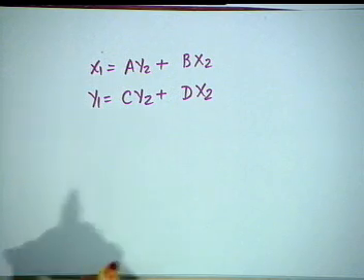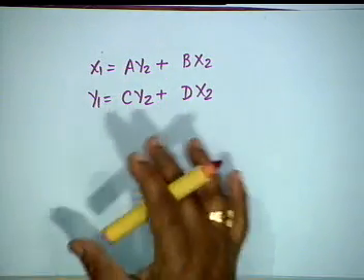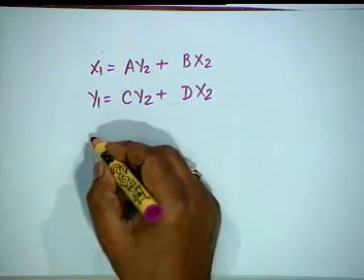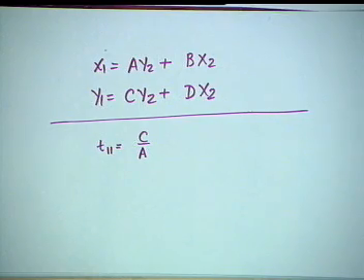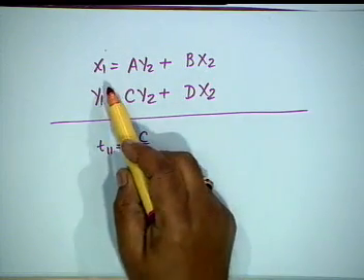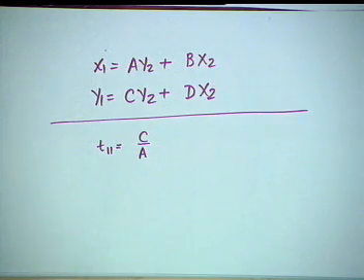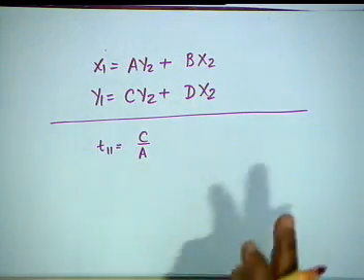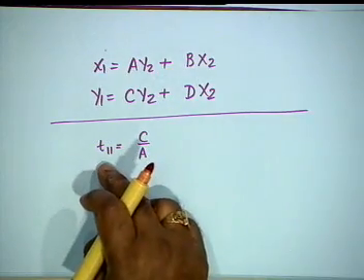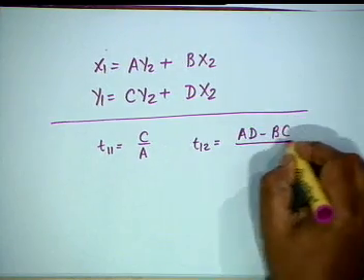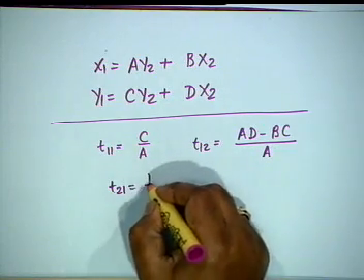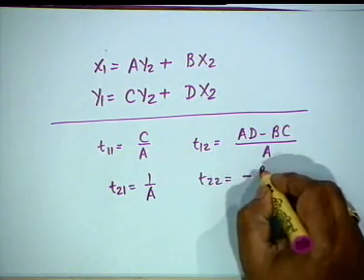Obviously, since the variables are the same x1, x2, y1, y2, these parameters should be interrelated to each other, and the interrelationship is that T11 is C by A. You can show this very easily. All you have to do is take this set, express x1 in terms of y1 and y2, similarly express x2 in terms of y1 and y2. No, it is the other way around. You have to express y1 and y2 in terms of x1 and x2. From this set, then you get T parameters in terms of the chain parameters. T12 is equal to AD minus BC. This algebra I leave to you. T21 is equal to 1 over A, and T22 is equal to minus B by A.